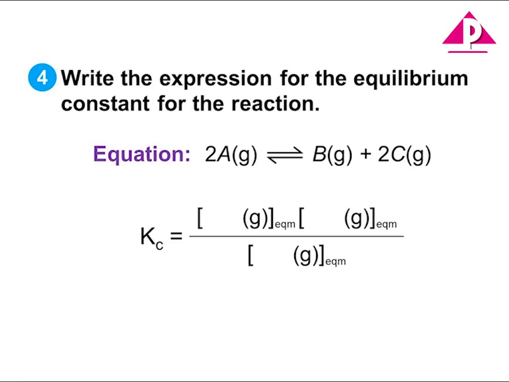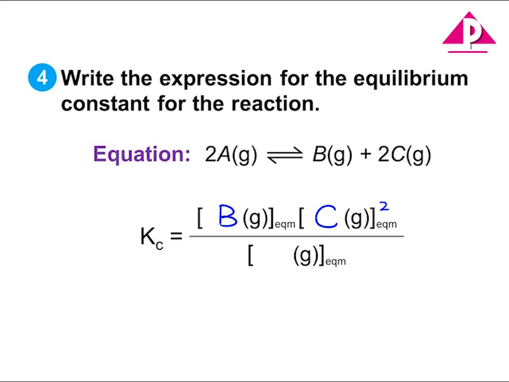Now, write the expression for the equilibrium constant for the reaction. B and C are the products of the reaction. Write their equilibrium concentrations as the numerator. The stoichiometric coefficient of C in the balanced equation is 2. We have to add the power 2 to the equilibrium concentration of C.